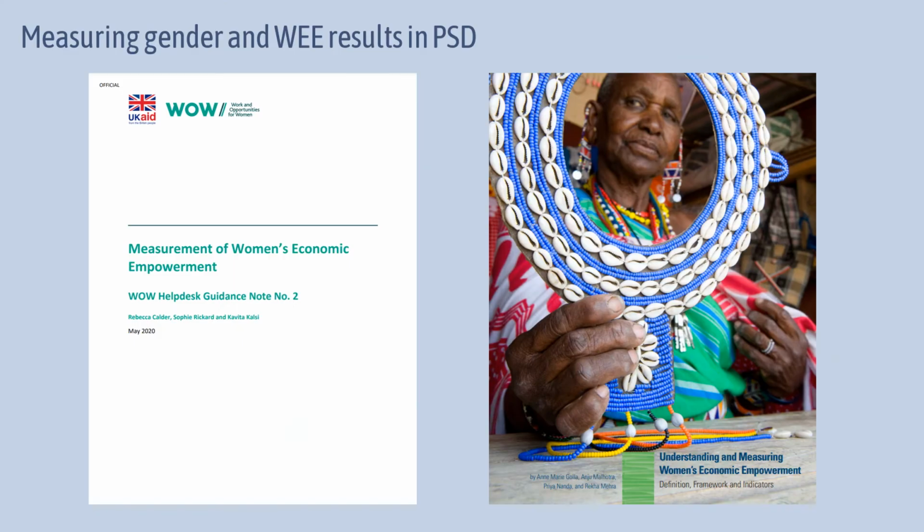The last section of the knowledge page is on measuring gender results in private sector development. In this section, you will find both general guidance and reflections from impact evaluations. For example, the 2020 Work and Opportunities for Women Guidance Note covers current trends, debates, and challenges in measurement.